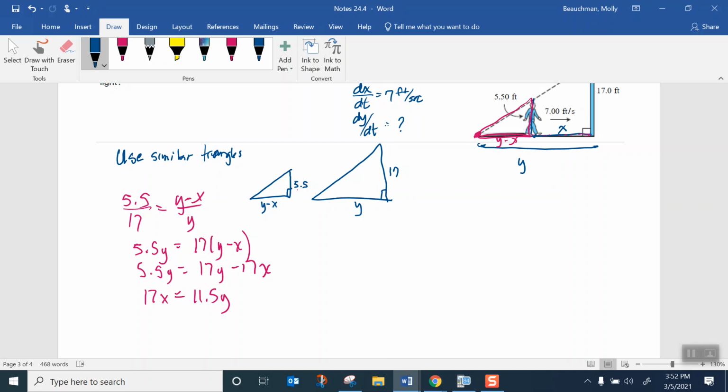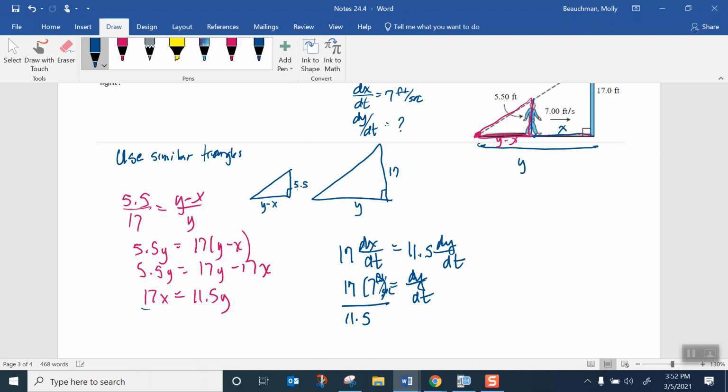So when we take the derivative with respect to time, the derivative of 17x is 17 dx/dt, and that equals the derivative of 11.5y, 11.5 dy/dt. Substitute the value that you know. Dx/dt is 7 feet per second. So we're going to get 17 times 7 feet per second is equal to, let's see, if I solve for dy/dt, we're going to divide both sides by 11.5.